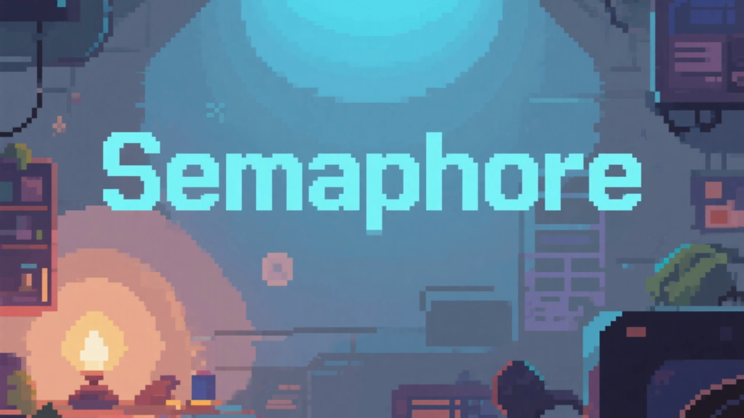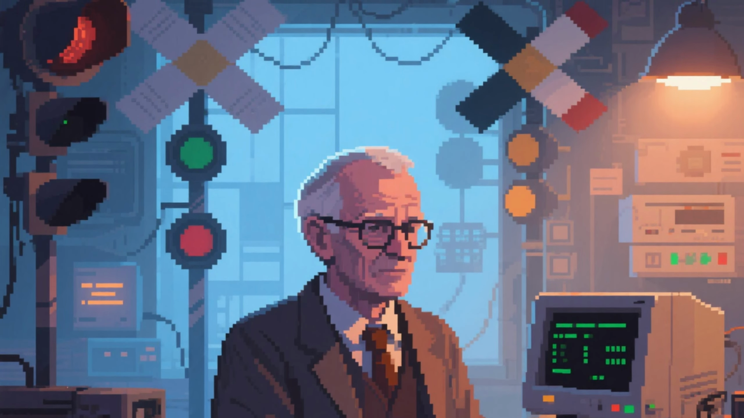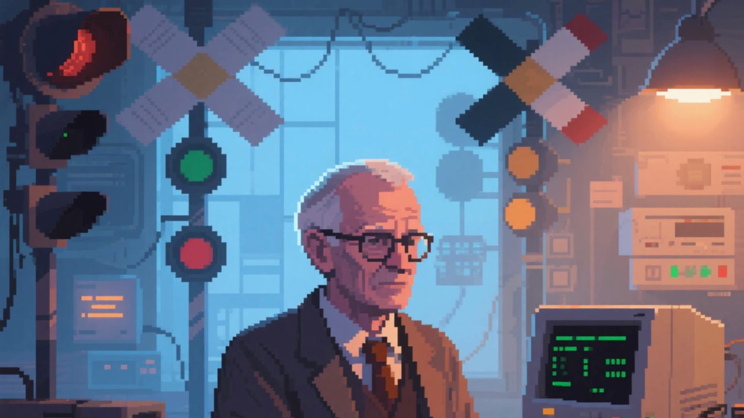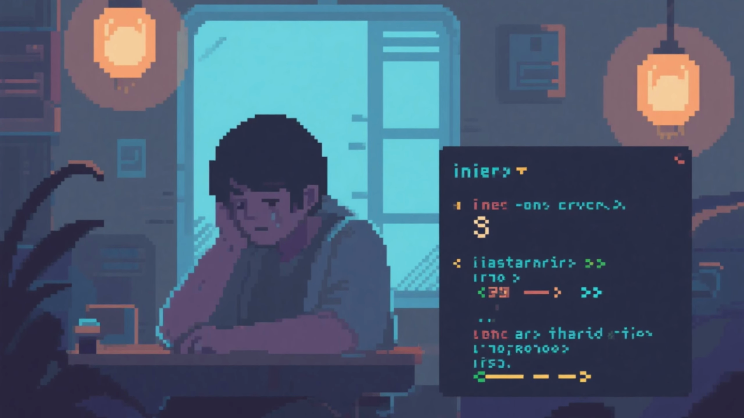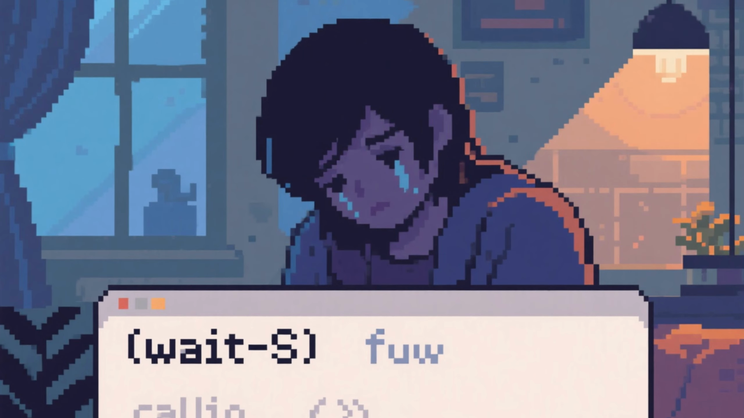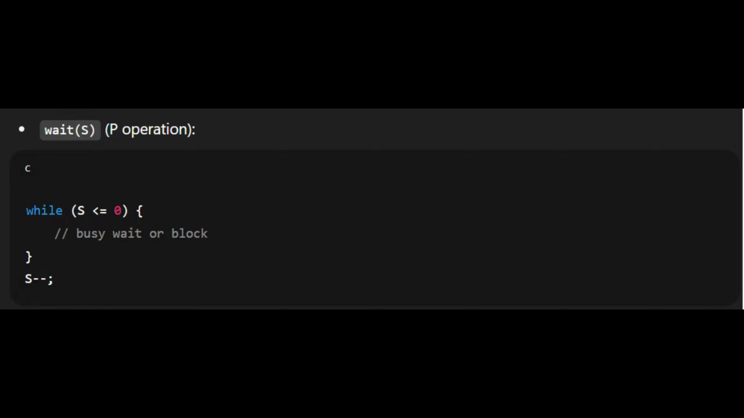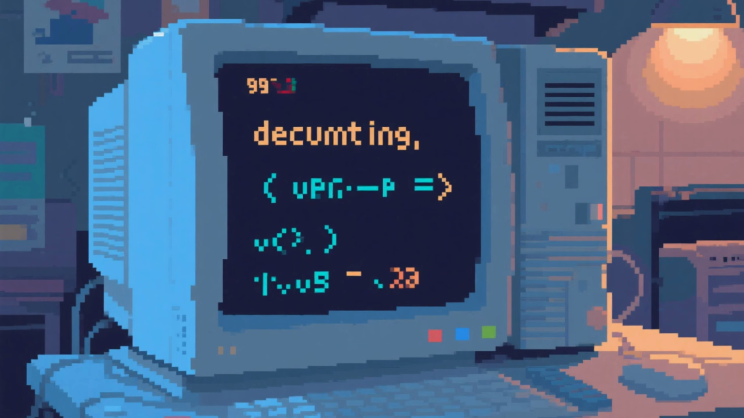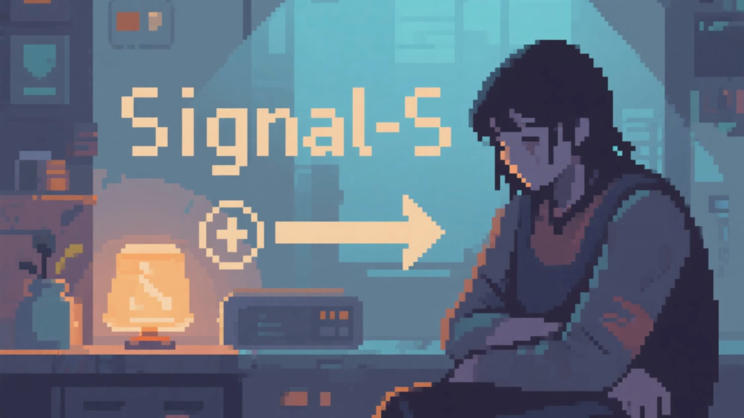2.2. Semaphore. A more general synchronization tool introduced by Edsger Dijkstra. A semaphore is an integer variable s accessed only through 2 atomic operations. Wait s, p operation. Signal s, v operation.